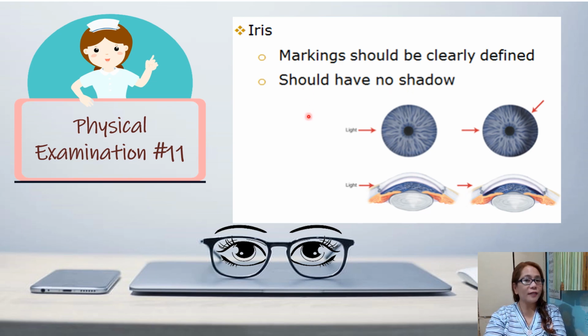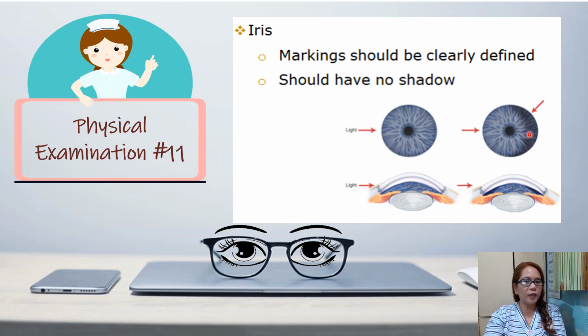Okay, let's check the iris. Di ba ano nga ba yung iris? So, ito yung iris, that gives color to the eye. So, it depends kung ano yung lahi mo. You have to note for the markings, that should be clearly defined. It should have no shadow like this one. So, dapat walang shadow yan.